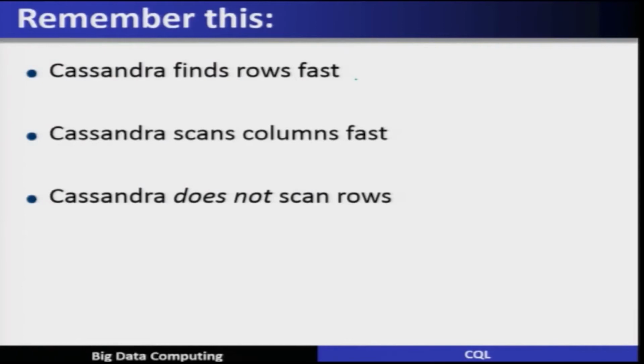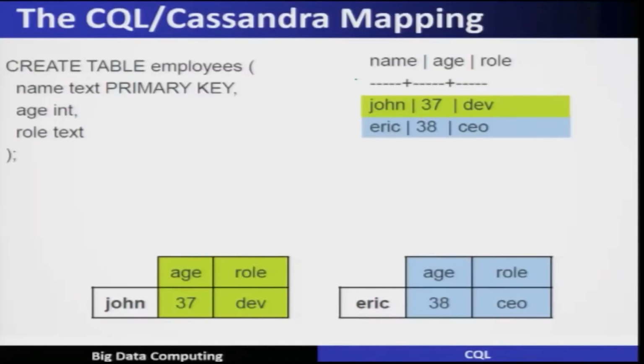So, remember that Cassandra finds the rows very fast, Cassandra scans the columns very fast, Cassandra does not scan through the rows. These are some of the features of Cassandra, how it performs. So, we have to see all these particular 3 different steps in our operations.